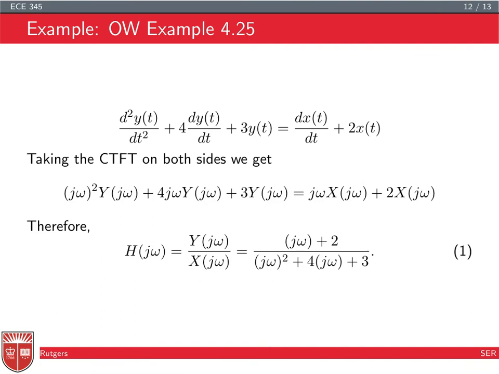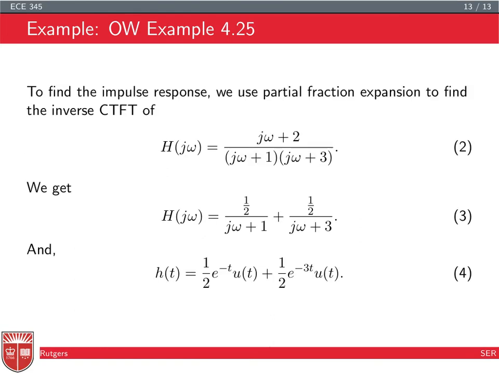Now, to find the impulse response, we have to find the inverse CTFT of this formula. First, what we had in the denominator here was a second degree, or quadratic, equation. So we find its roots, and then we can write it as (j omega plus 1) times (j omega plus 3), and now we can do a partial fraction expansion. So we can write H of j omega as (1/2)/(j omega plus 1) plus (1/2)/(j omega plus 3).